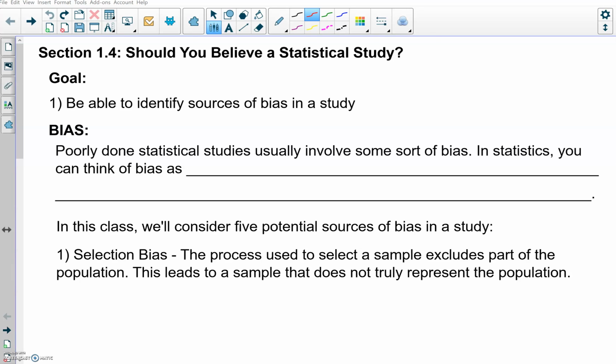Section 1.4, should you believe a statistical study? In this section, we're going to look at sources of bias.